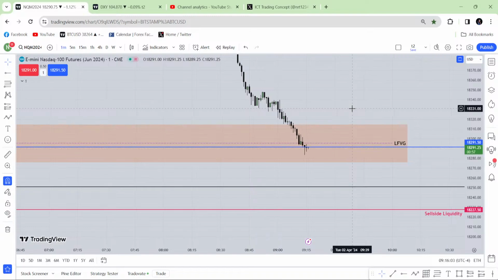Tuesday low of the week. Most of the time, Tuesday makes the low of the week. Most of the time means 80% of the time. Tuesday makes the low or high of the week.